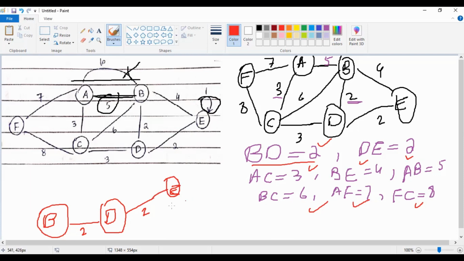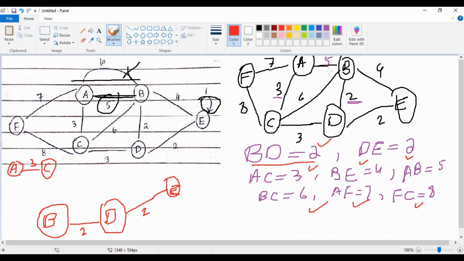Next we have A to C. It means that we have to write A to C. So I'm creating it here. A to C, I am writing here. So A to C we have a weight of 3. So I have written 3 as well. Next thing we have B to E.